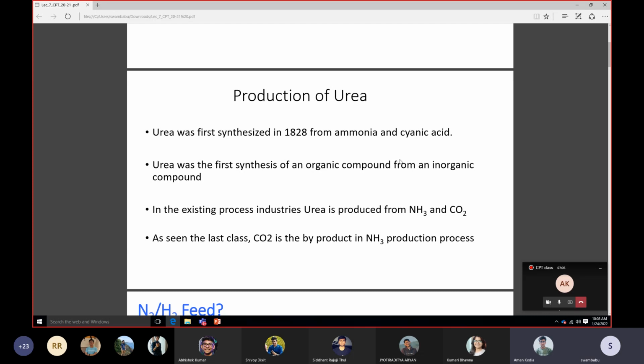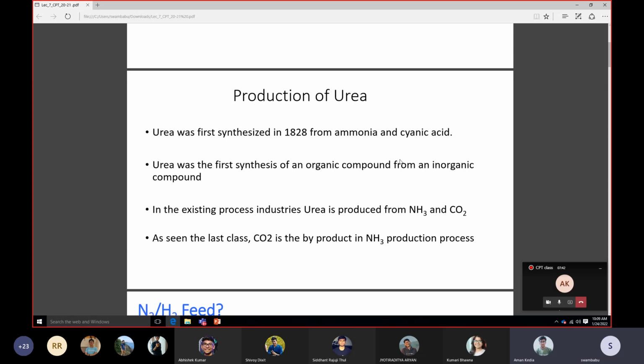We already saw last class that ammonia is produced from nitrogen and hydrogen, and the nitrogen and hydrogen come from syngas, which we convert to the nitrogen-hydrogen feed. The syngas comes from methane or any hydrocarbons. I also talked about the production of syngas from methane and other hydrocarbons, either by steam reforming or partial oxidation. Both ways we can produce syngas.